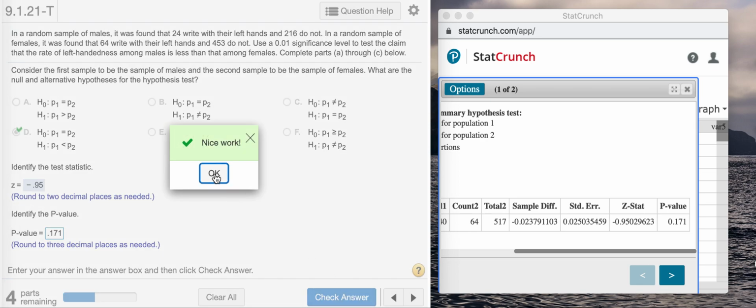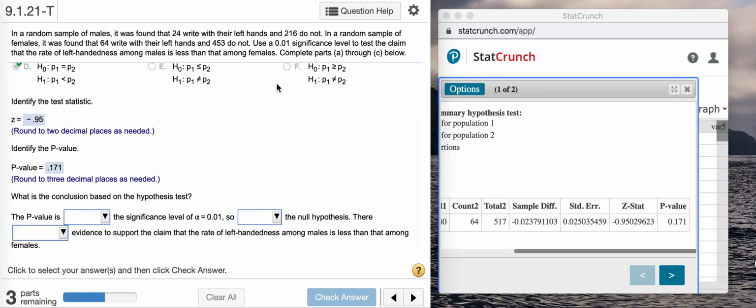And so now, since I was using a significance level of 0.01, the p-value definitely is greater than the significance level. So we're not going to reject. We failed to reject the null hypothesis. Thus, there is not sufficient evidence to support the claim that males have a lesser rate of left-handedness than females.